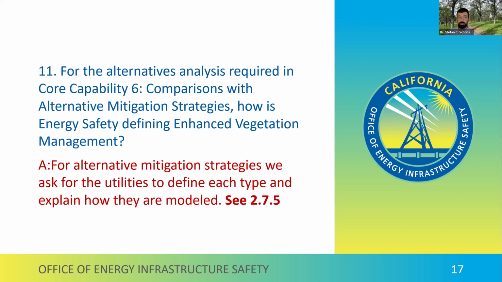In core capability 6, how is Energy Safety defining enhanced vegetation management? Again, from 275, we don't define any of these terms. The alternative mitigations are to be defined in the EUP submission by the IOU and then reviewed as a part of Energy Safety's approval process. So intentionally undefined, with the intention that they are formally defined by the electrical corporation, who understands how they do these mitigations.